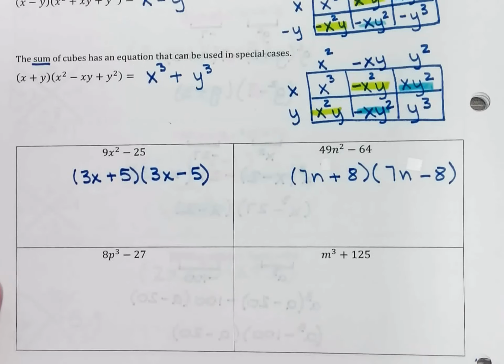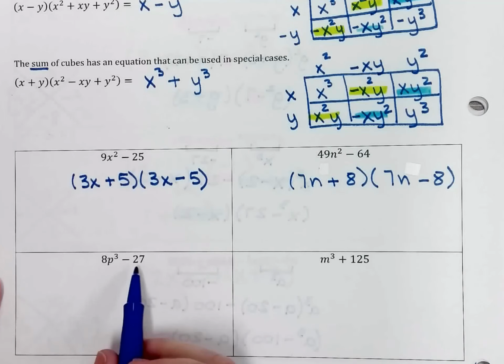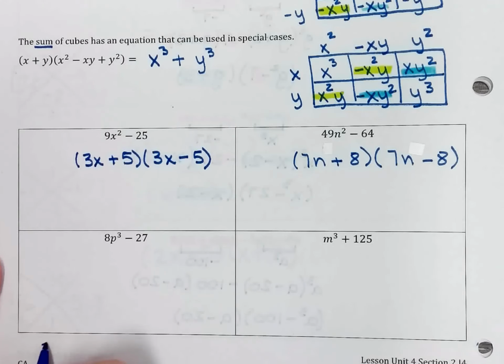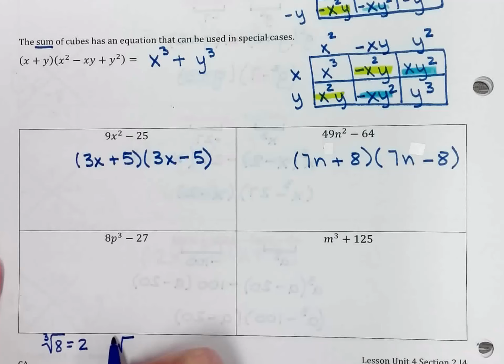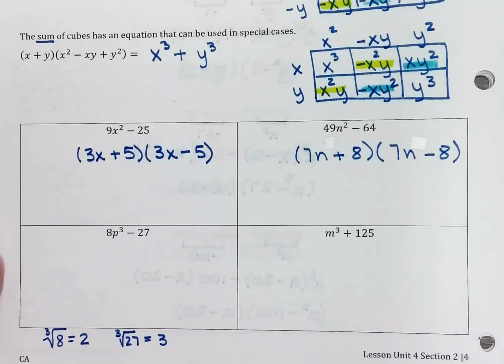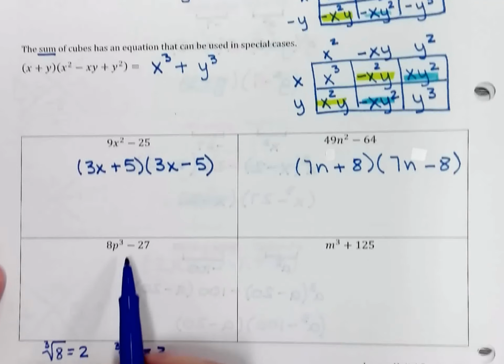Okay, now 8 is a perfect cube. 27 is a perfect cube. And I know that because when I cube root 8, I get 2. When I cube root 27, I get 3, because 3 times 3 is 9, times 3 is 27. Okay, so now there's a difference there.